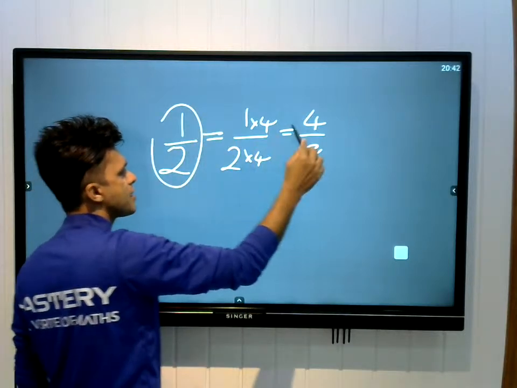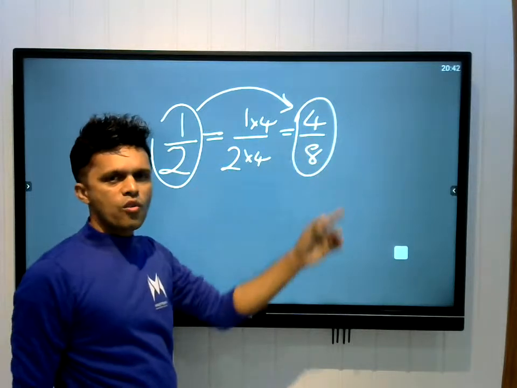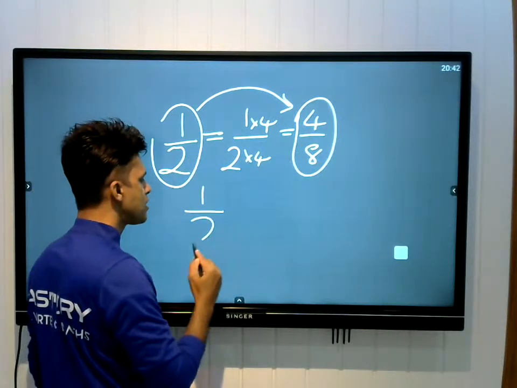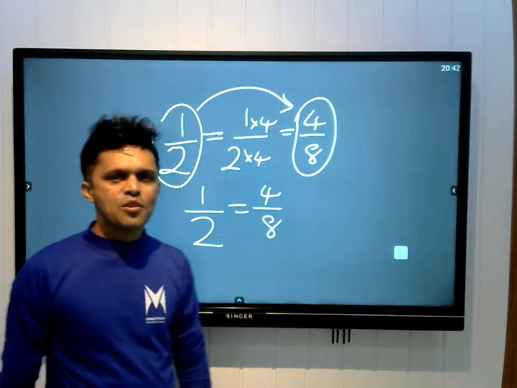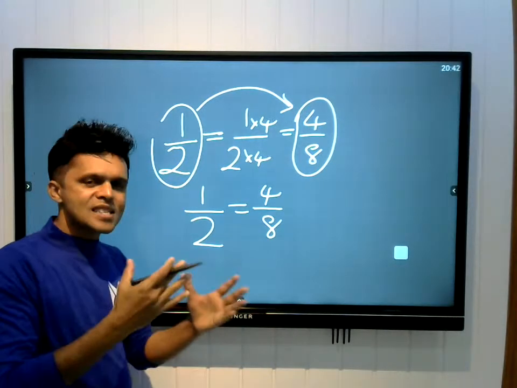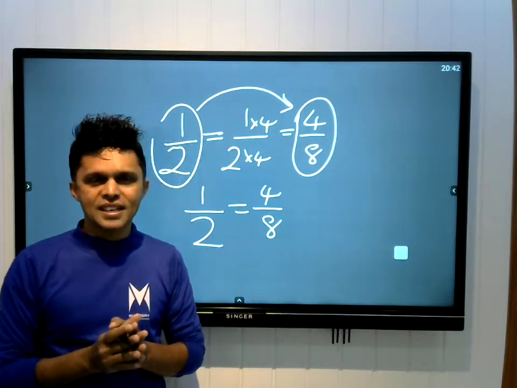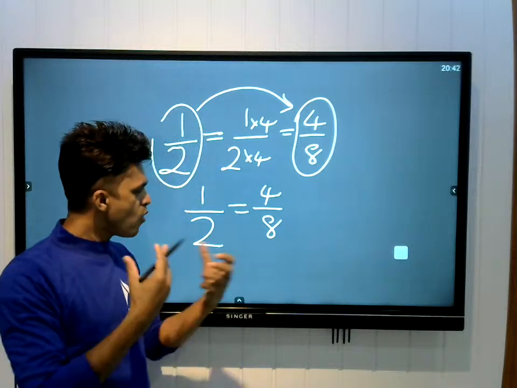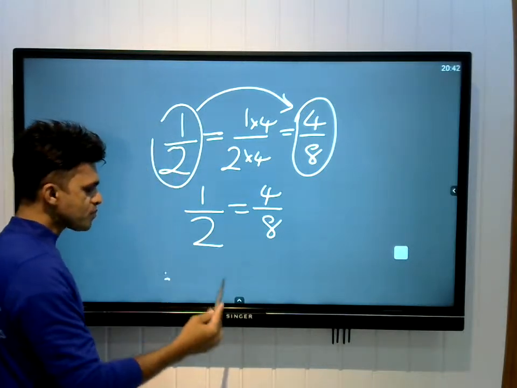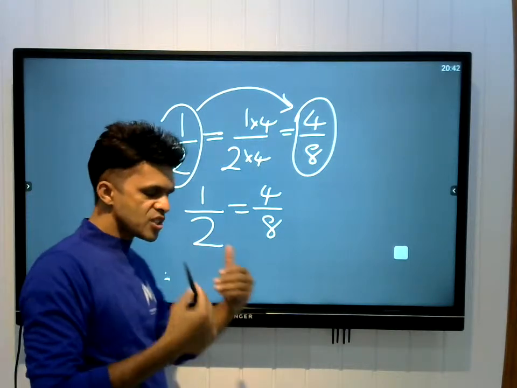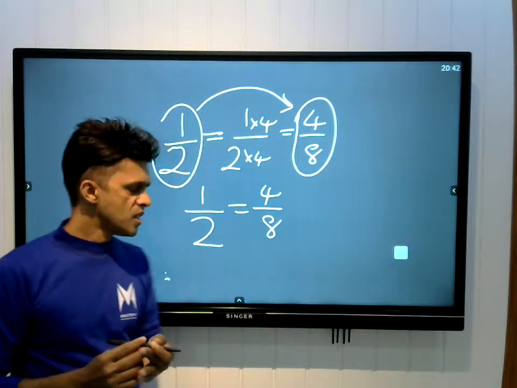So an equivalent fraction to half is 4/8, which means half equals 4/8. So these are equivalent fractions. So how can you write this as an equivalent ratio? A fraction can be written as a ratio.